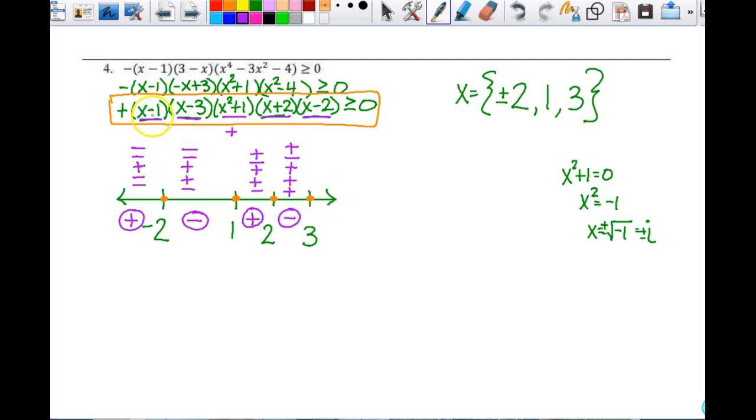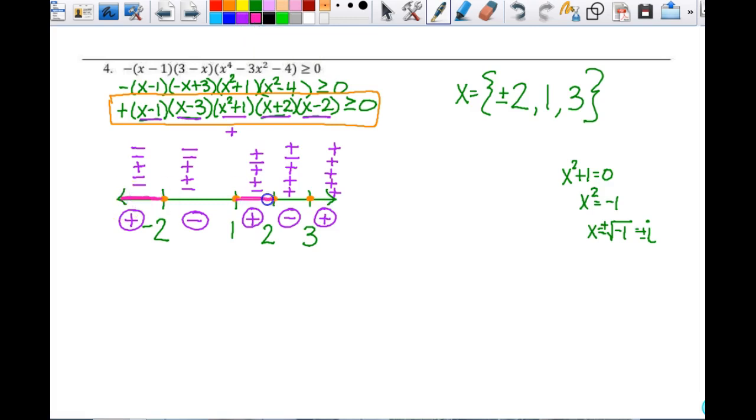Then I can substitute in 4. This is going to be positive. This would be positive. Third sign is positive. 4 in here would make that positive and positive. So this section here is positive. All right, so I am looking for where it is greater than or equal to 0. That means I'm looking for the positive intervals.